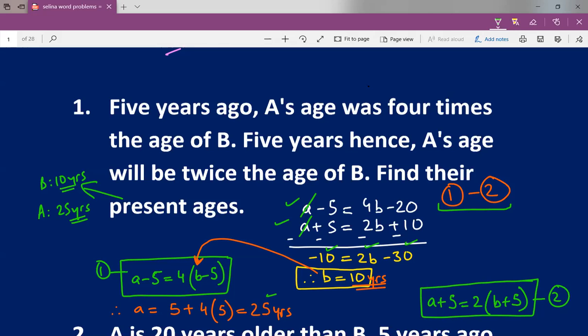Let us check. 5 years ago, A would be 20 and B would be 5. So A is 4 times B, fine. 5 years hence, A would be 30 and B would be 15. So again, this relation is fine. So this is done. Let us move to the second question.